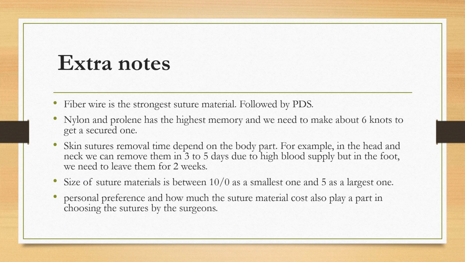Yes, we have some extra notes to go through. Maybe they're interesting. We will see. Fiber wire is the strongest suture material, followed by the PDS, polydioxanone. Nylon and prolene has the highest memory, and we need to make about 6 knots to get a secured one.